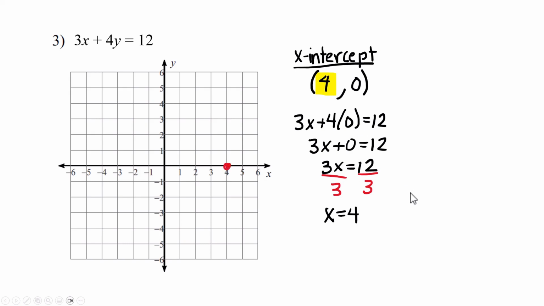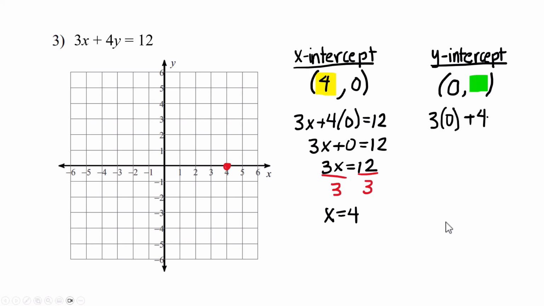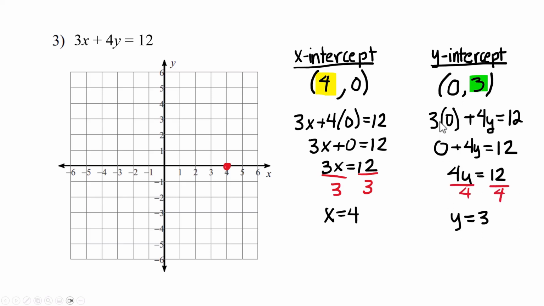That is the x-intercept. For the y-intercept, we're going to do the same thing, except now we're going to put a 0 in for x. Watch how this works. There it is. 3 times 0 is 0, so we just zero out the x. We're left with 4y equals 12. Divide both sides by 4, we get y equals 3. That point is right here. And now we can graph it. That's not very difficult, but I like another method better.